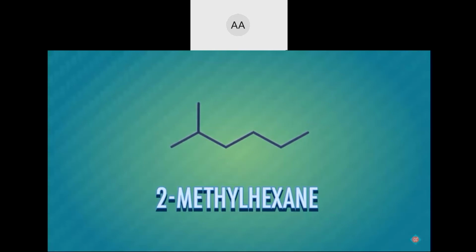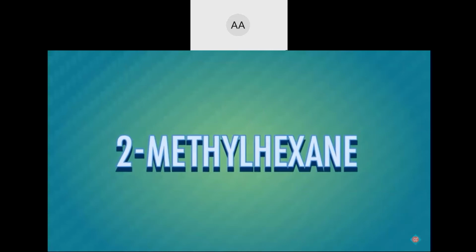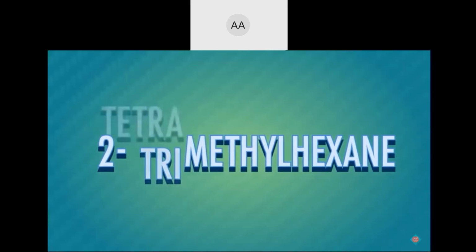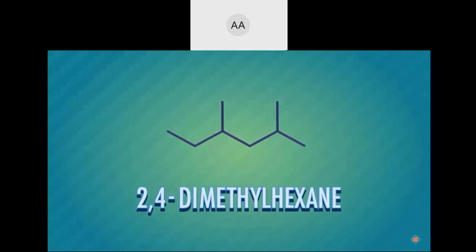If we have 2 or more of the same substituents, we add di, tri, tetra, and so on to the prefix. So if we took 2-methylhexane and added another CH3 group to a different carbon, we get 2,4-dimethylhexane. Notice the punctuation here too. The numbers are separated from each other by a comma and are separated from the words by a dash.